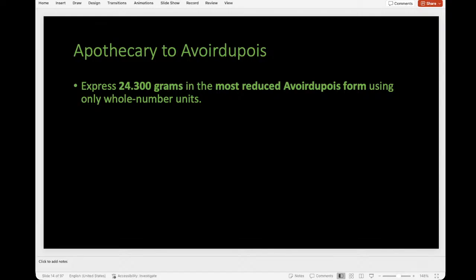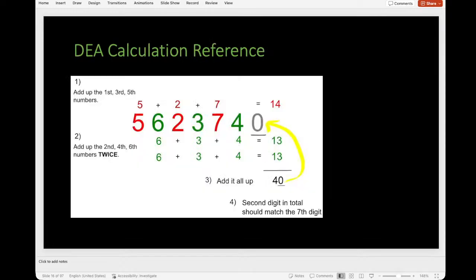Apothecary to avoirdupois. This is another part of the calculation reference sheet you can use to practice doing these kinds of conversions. I listed the answer here for you all so you can see that.